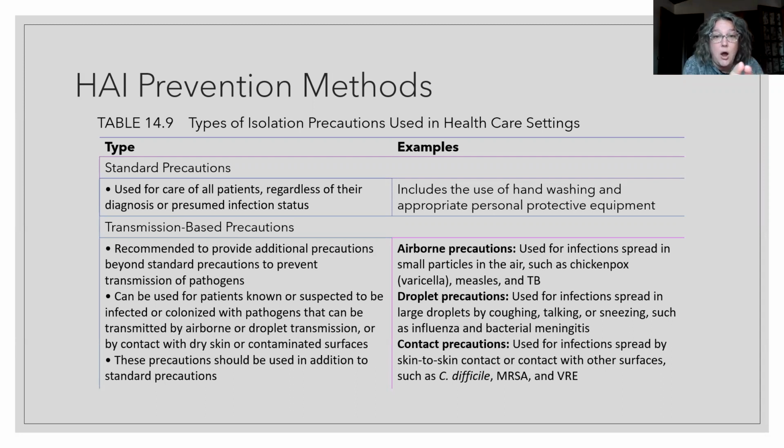Droplet precautions are for infections that spread using droplets from coughing or talking or sneezing. Influenza, COVID, bacterial meningitis all float. They need a little bit of a droplet to travel. They can't travel independently; these bugs need a little bit of help. So they use a droplet, whether it be from aerosolizing procedures, talking, what have you.